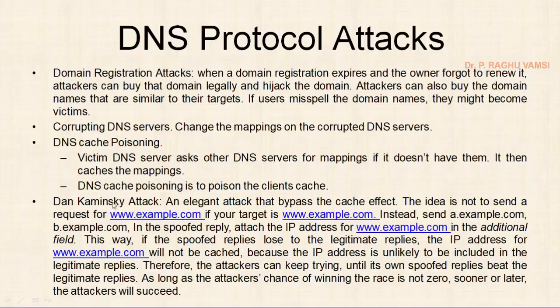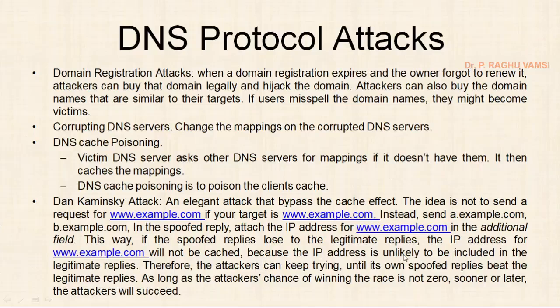Next is the Dan Kaminsky attack, an elegant attack that bypasses the cache effect. The idea is not to send a request for example.com if your target is example.com. Instead, send a request to a.example.com, that means to a subdomain of the main domain, and b.example.com. In the spoofed reply, attach the IP address of example.com in the additional field. This way, if the spoofed reply beats the legitimate replies, the IP address of example.com will be cached.